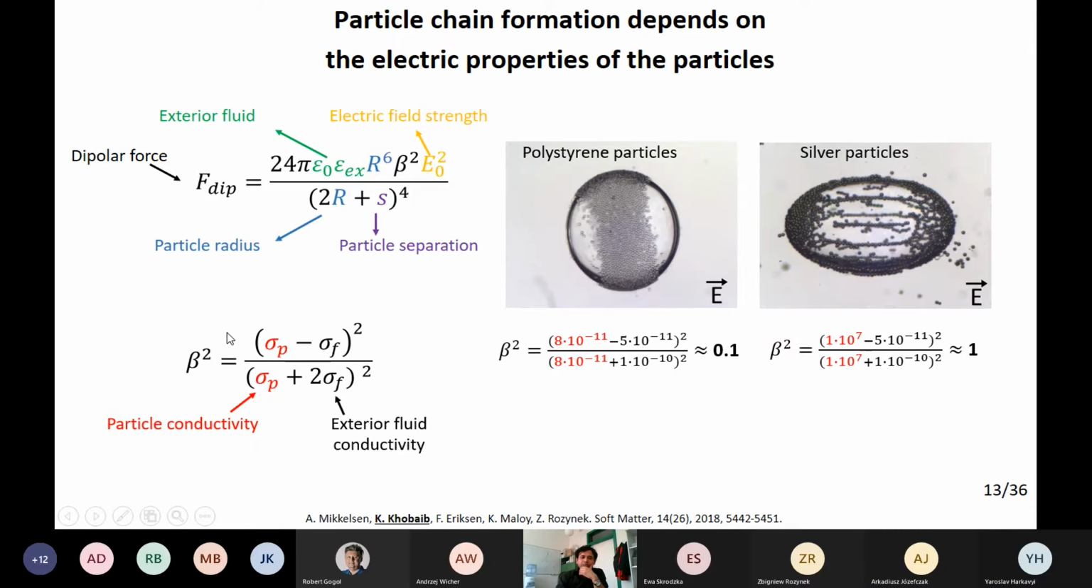the dipolar interaction is mainly defined by the beta parameter, because on our previous slide we kept all the parameters like exterior fluid, electric field, and particle radius the same, and just changed beta. So beta is a parameter which plays a role in the formation of chains at the droplet interface. Now here we change beta, and I will show you the competition between the dipolar interaction and the electrohydrodynamic flows by arranging different particle conductivities at the droplet interface.